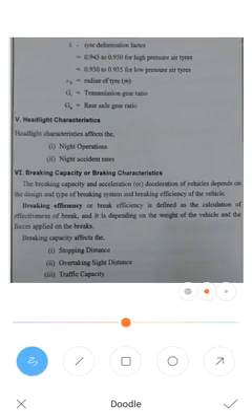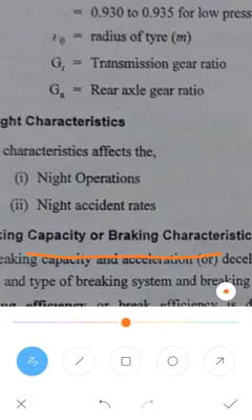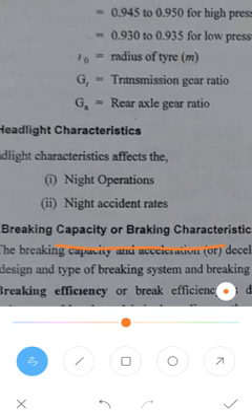Next is the braking capacity or the braking characteristics. The braking capacity, or the acceleration or deceleration of the vehicle, depends upon the design and the type of the braking system and the braking efficiency of the vehicle. Brake efficiency is defined as the effectiveness of the brake, and it depends upon the weight of the vehicle and the forces applied for the brakes. So that is the braking capacity.